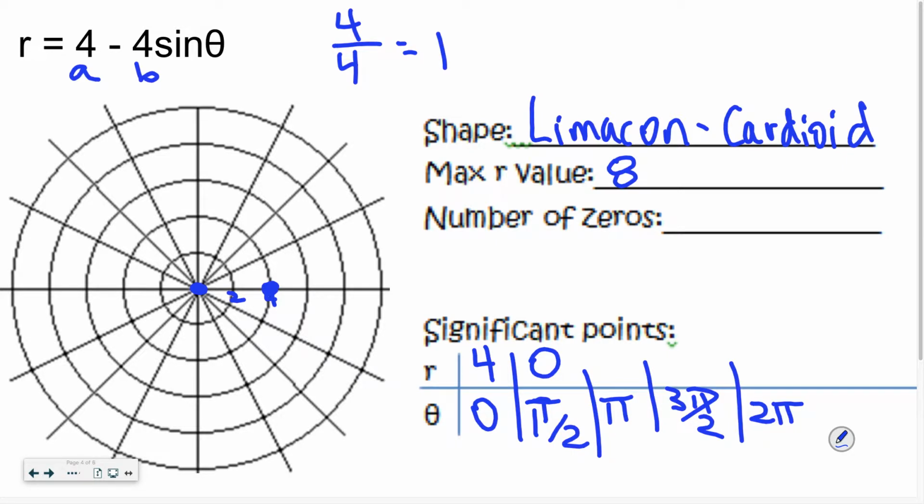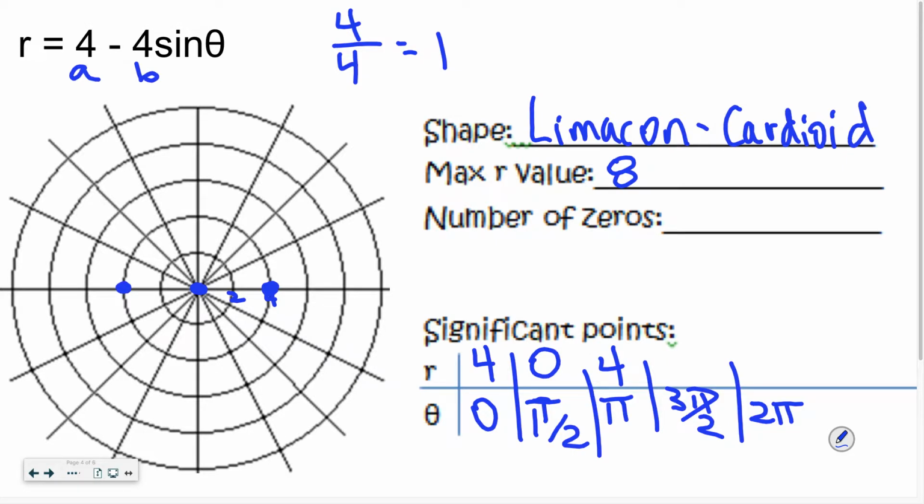That's where our corner is going to be. Pi, the sine of pi is also 0. So we have 4 minus 4 times 0. So at pi, we're going to go to 4.